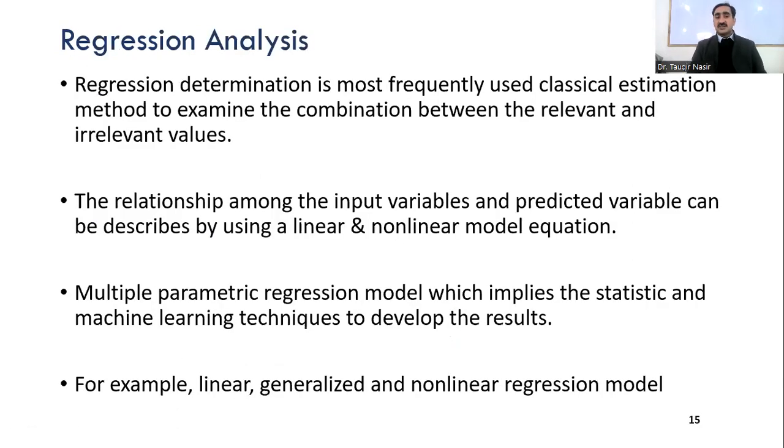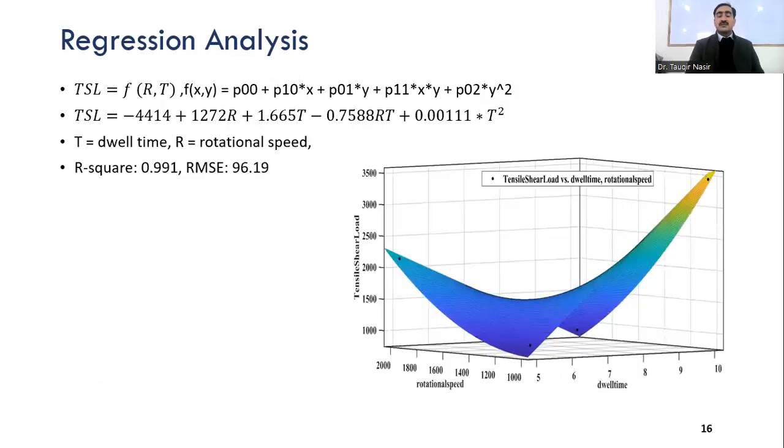The fourth is the regression analysis. Regression analysis is the most frequently used classical estimation method to examine the relationship between the relevant and irrelevant variables. The relationship among the input variables and predictive variables can be described by using a linear or nonlinear model equation. Multiple parametric regression models imply the statistical and machine learning techniques to develop these results, for example, linear, generalized, and nonlinear regression models. And this is the mathematical model of the regression analysis.